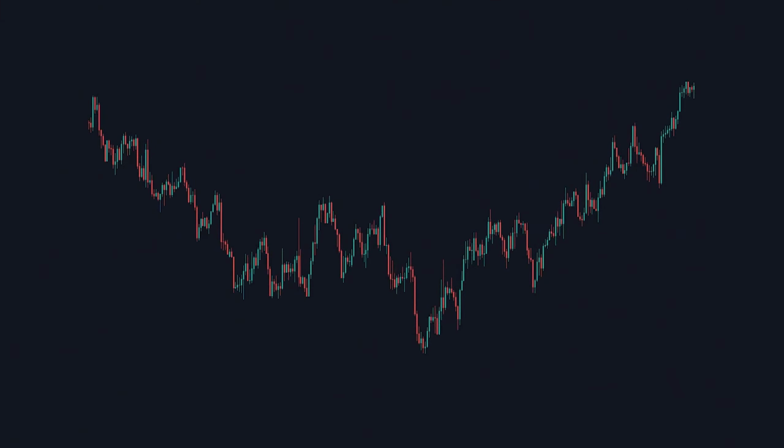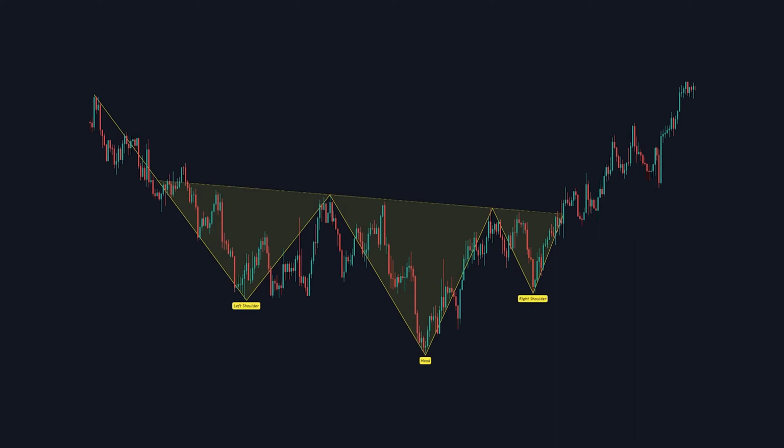After the explanation of the last cases, I don't know if anyone can now observe what the pattern we are looking at is? I'll give you another 5 seconds to think. 5, 4, 3, 2, 1. Now we're seeing the inverse head and shoulder pattern.